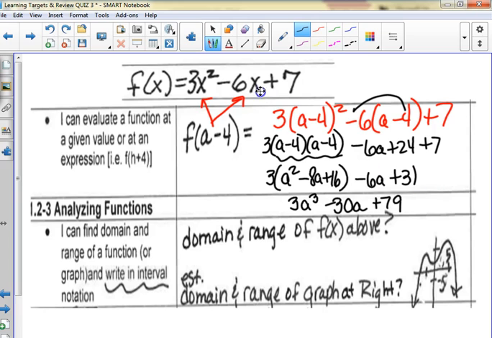Okay. Domain and range of this function. Right here. This f of x guy. Domain.